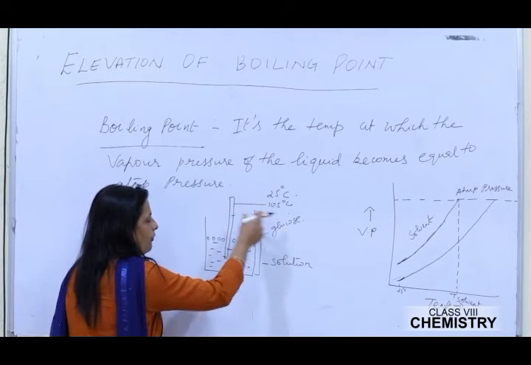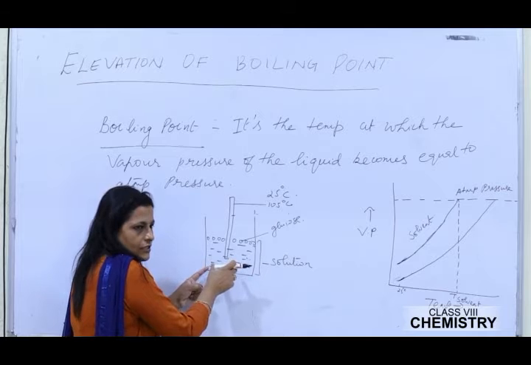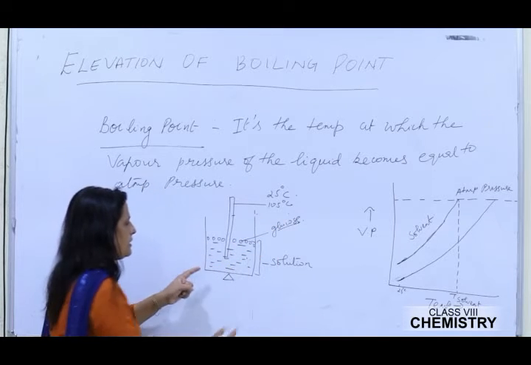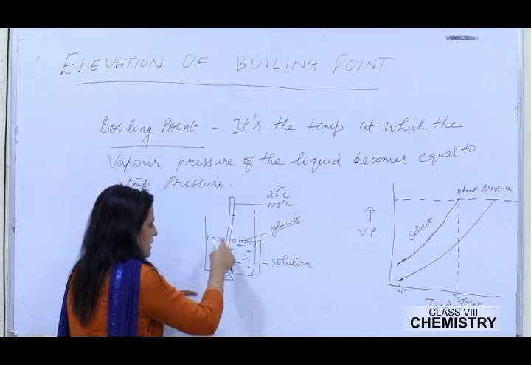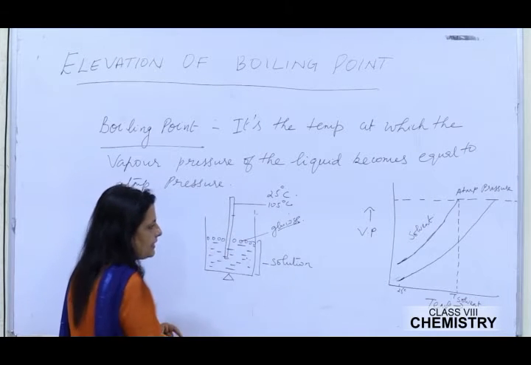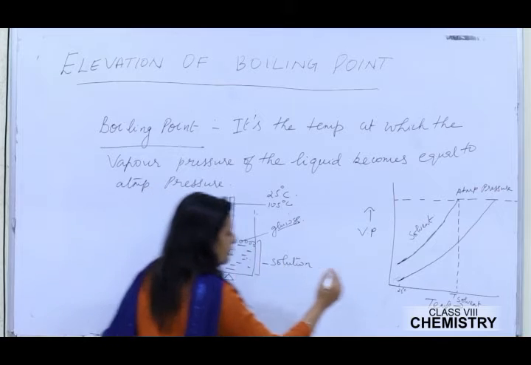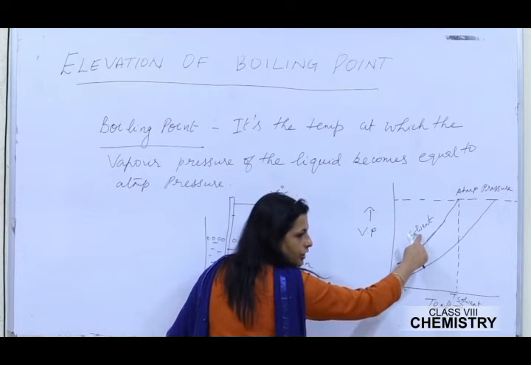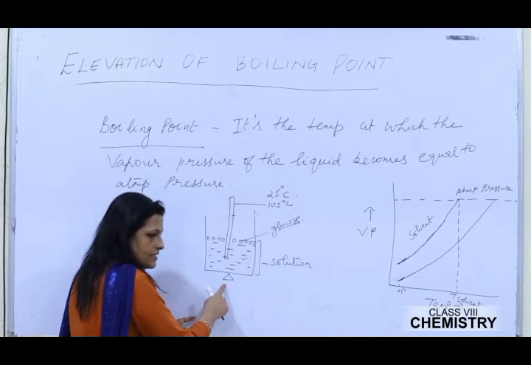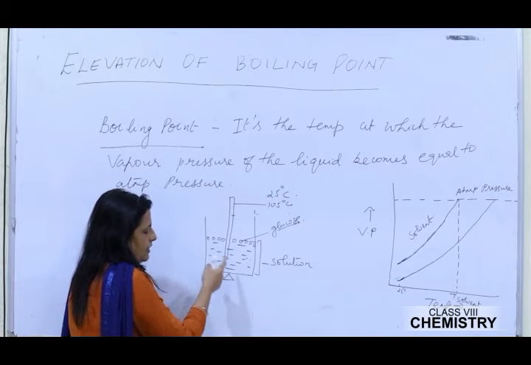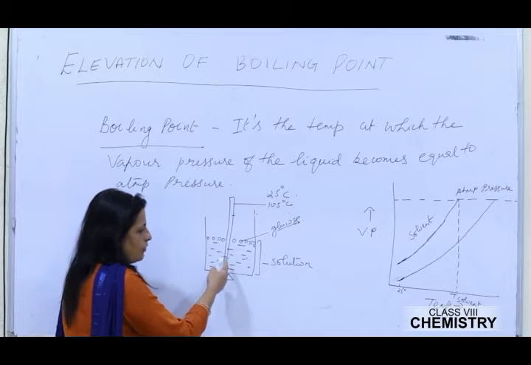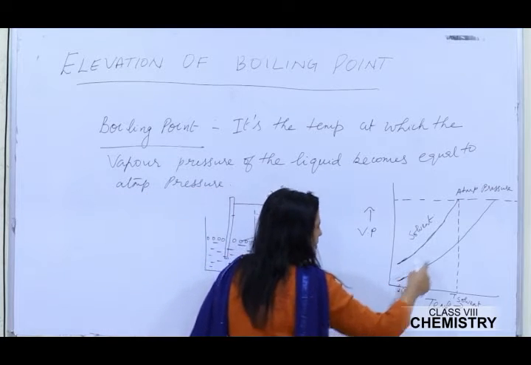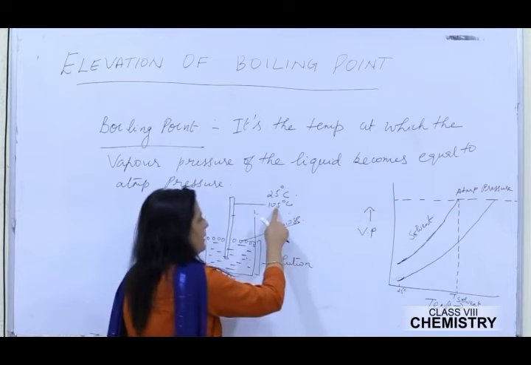Once more I'll explain. That is, you are adding a non-volatile solute to the solvent. Suppose you are adding glucose, which is a non-volatile solute. Then you are doing the same experiment. Initial vapor pressure at 25 degrees C you are noting, and what do you observe? It is found to be less than the vapor pressure of pure solvent. Then you are supplying heat. When you supply heat, the solution starts getting heated. So what is happening to the boiling point? It starts increasing and it reaches a maximum value, say 105 degrees C.